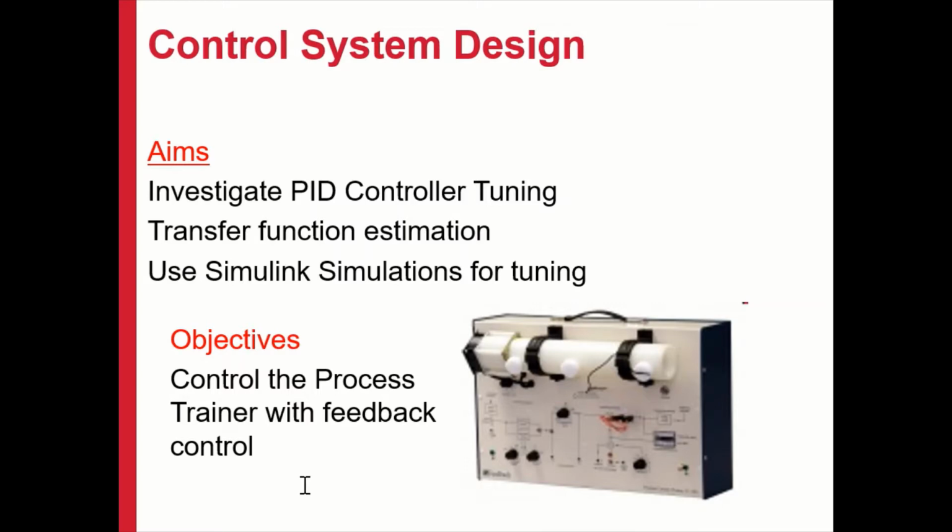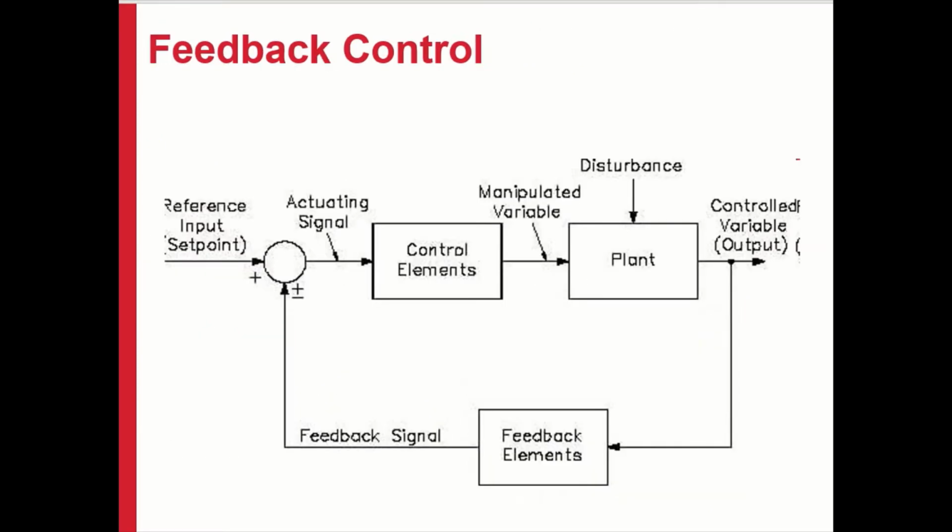And the overall objectives are to control the process trainer, which is this little system down here, which I'll describe in a moment, using a variety of feedback controllers. The feedback controller is set up with the following format: a standard feedback control system. Here's the process we're controlling. Here's a controller. Here's some sensor. Here's a desired value, and here's an error signal. So this is our overall control system that we have.